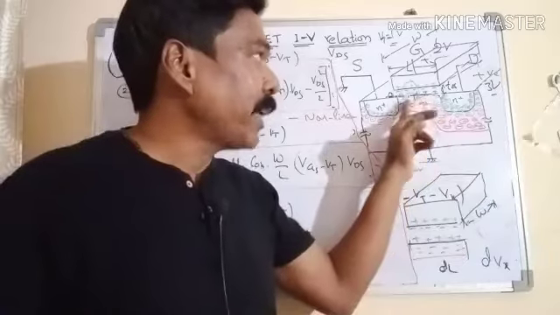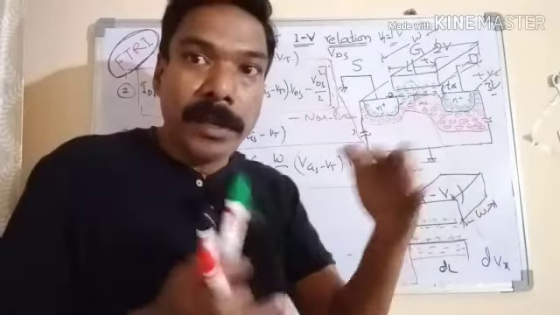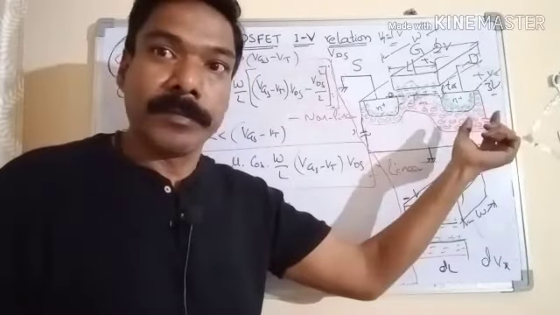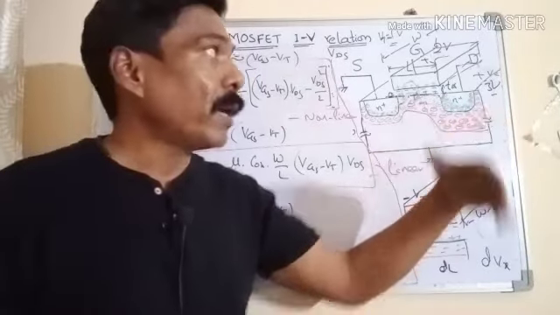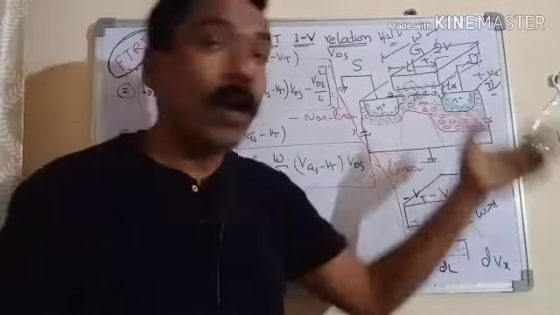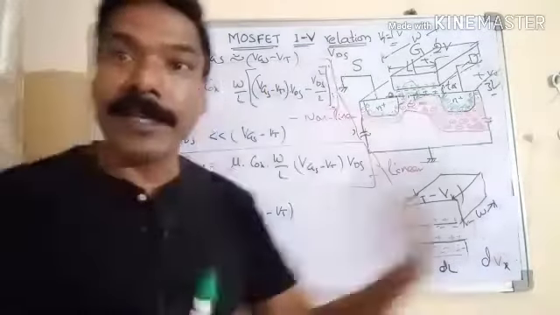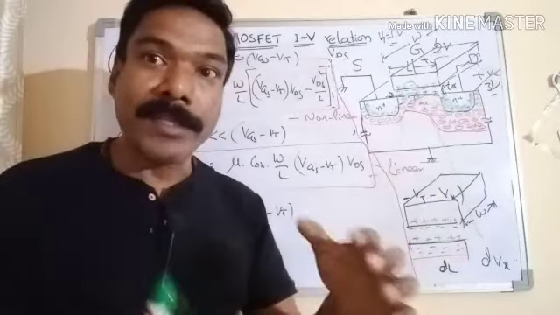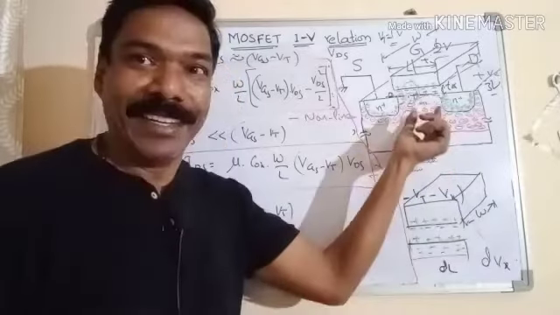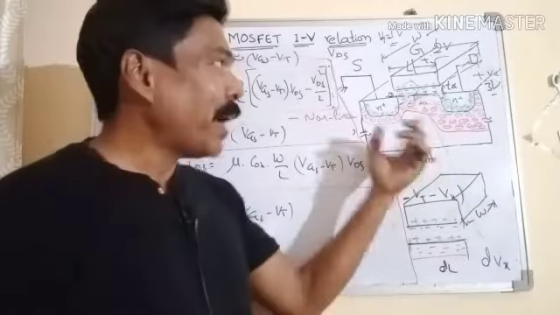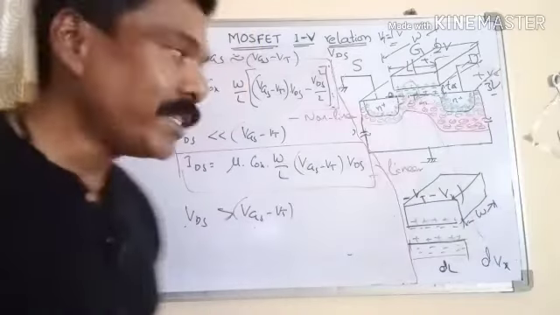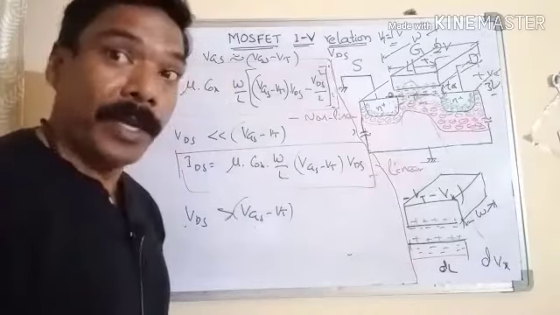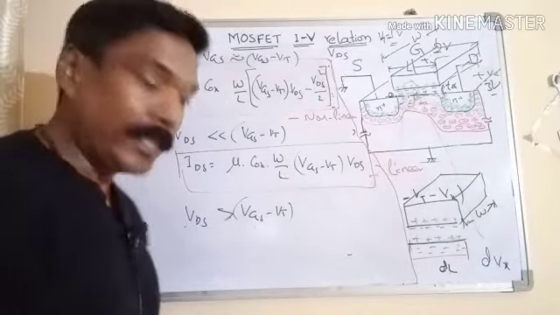As soon as the carriers reach that pinch-off region, they will be drifted to the drain side by high electric field, high velocity. So now the drain to source current is not limited by how fast they are collected across this region, but how fast they are supplied by the channel. The supply of the carriers by the channel to the pinch-off point is limited by the voltage across it, that is VGS minus VT minus Vx. So current will not further increase, it will be saturated.